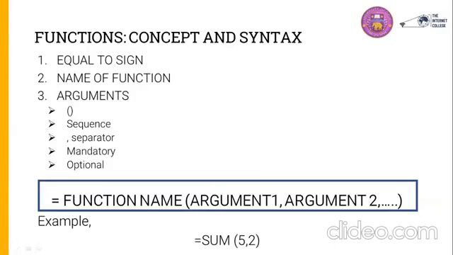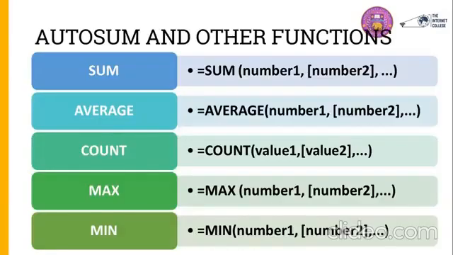Now specifically we are going to talk about 5 functions which you can see under the AutoSum drop down list. These functions are sum, average, count, max and min. I'll quickly go through what these functions do and then we are going to insert them both as functions and also through AutoSum. So what is sum? Sum function adds numbers.